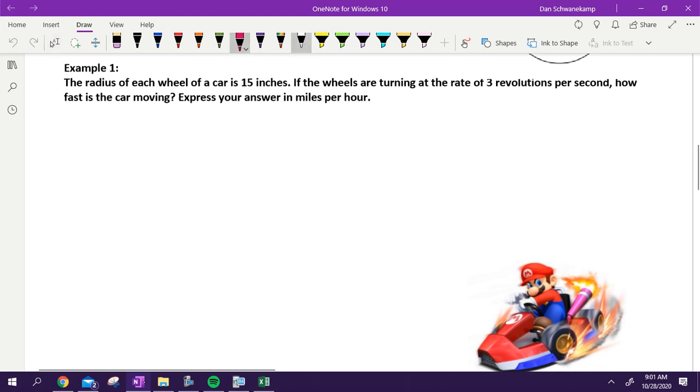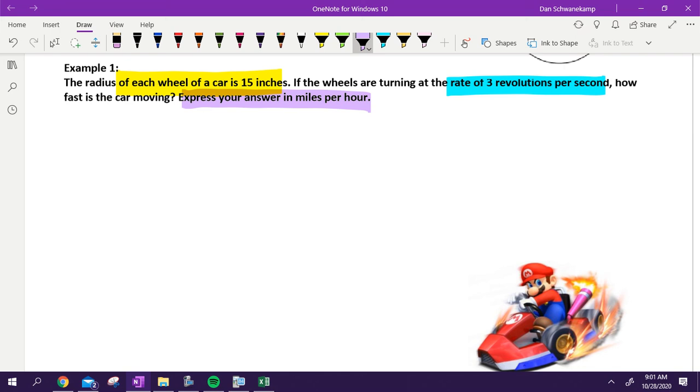The radius of the wheel of a car is 15 inches. If the wheels are traveling at a rate of 3 revolutions per second, how fast is the car moving? Explain your answer in miles per hour. This is what makes this problem yucky. If I didn't do that, this problem would be super easy. We're going to make it yuckier because we can.